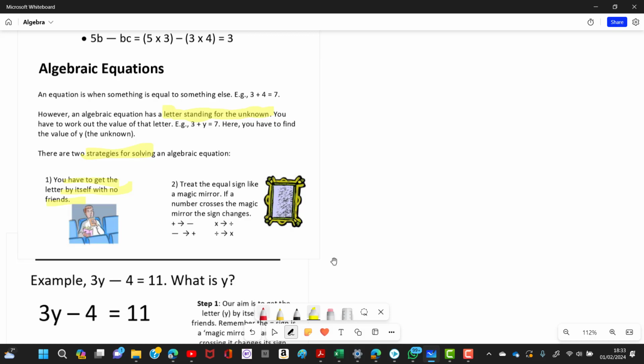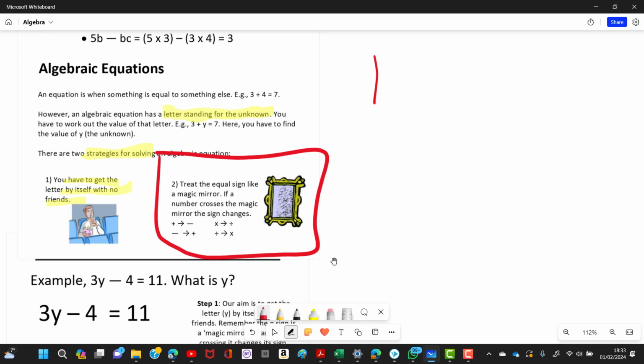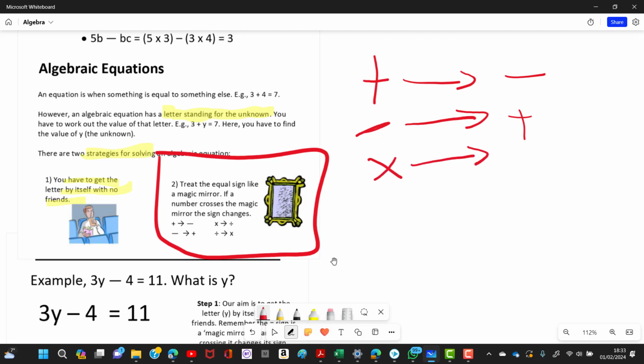And the second one, this is the most important one, you've got to treat the equal sign as a magic mirror. And in this magic mirror, if a letter or number jumps over the magic mirror, its sign changes. So if it was plus on one side and jumps over the magic mirror, it becomes the inverse of it, which is minus. If it's minus on one side and jumps over the magic mirror, the equal sign, it becomes a plus. If it's times and jumps over the magic mirror, it becomes divide. Don't forget the magic mirror is the equal sign. And if it's divide and jumps over the magic mirror, it becomes a times. Okay, so remember that.